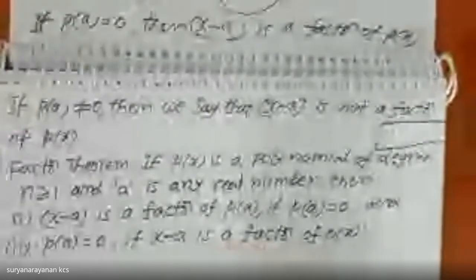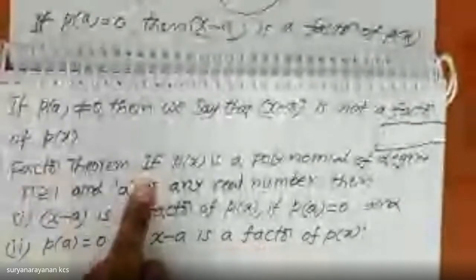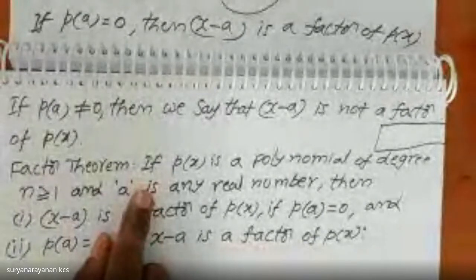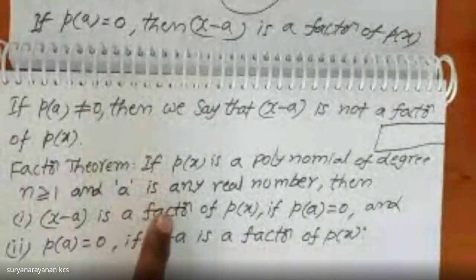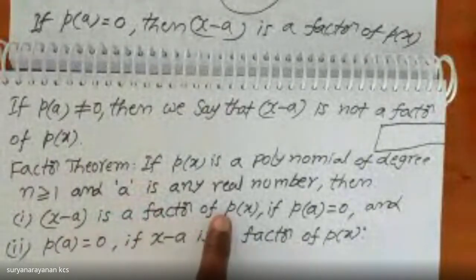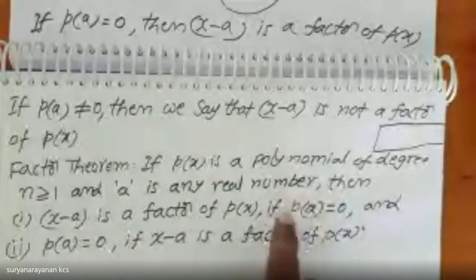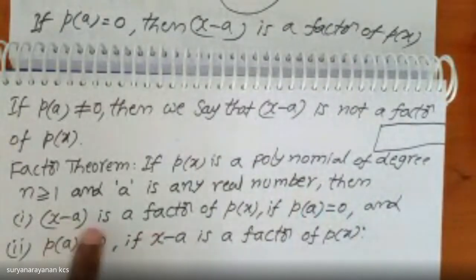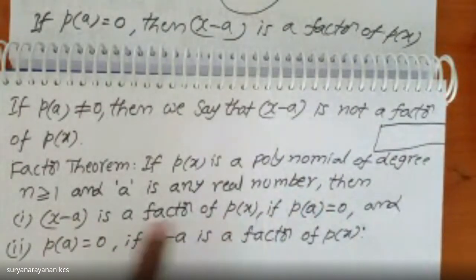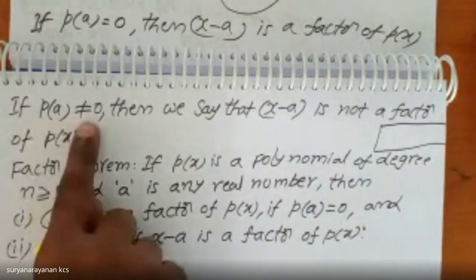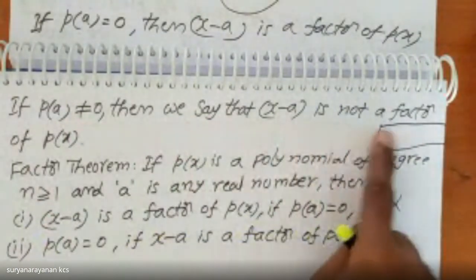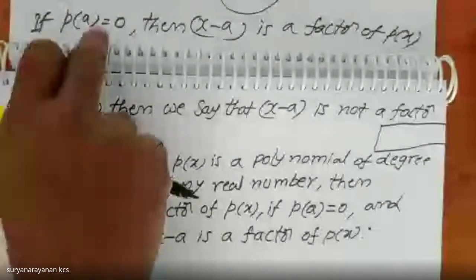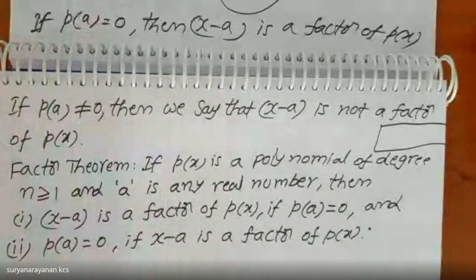Understood, sir. This is about the factor theorem. So when do you say a linear polynomial x minus A is a factor of P of x? We have to find out P of A. If the P of A value is 0, then we say that x minus A is a factor of P of x. Otherwise, if P of A is not equal to 0, then we say that x minus A is not a factor of P of x. This concept is very, very useful. These two sentences. Okay, my children.